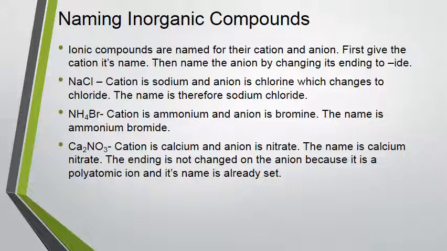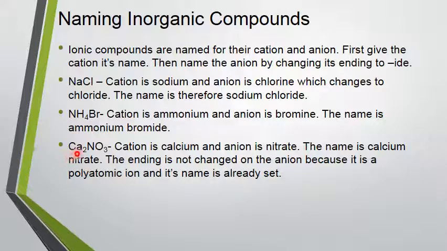So let's look at how that works. NaCl, the cation is sodium, so we could split this in half. We have the cation being sodium, the anion being chlorine, and the anion, we change its ending to -ide, so this would be chloride instead of chlorine. So the name of this is sodium chloride. Another example, NH4Br. If we split this into our cation and our anion, we get NH4, which we call ammonium, and we get our Br, which is bromine. We change its name ending to -ide, so we get ammonium bromide.